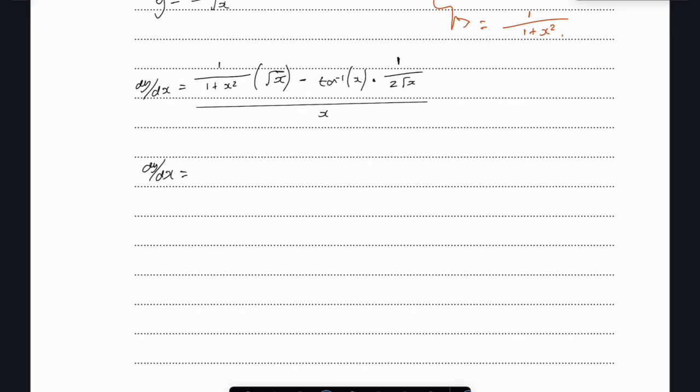well, that's going to cancel. It's going to equal 2x minus 1 plus x squared arctan x, over 2, 1 plus x squared, x to the 1.5.